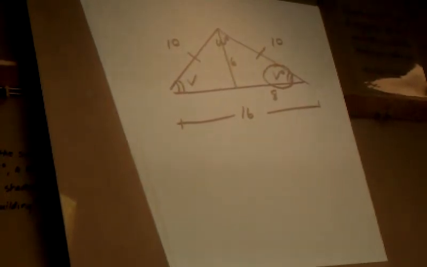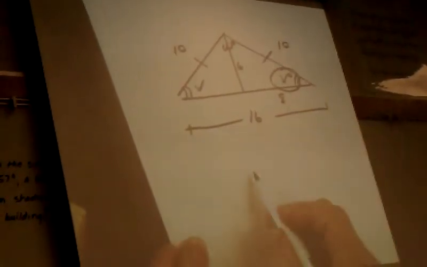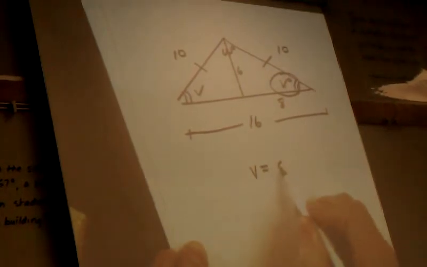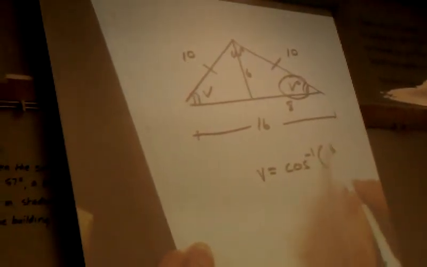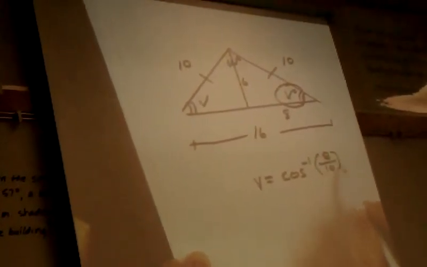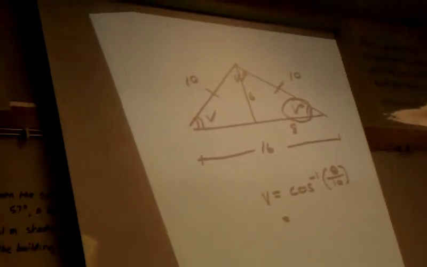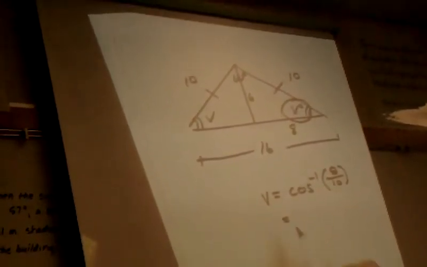Well, for mine, I did cos inverse of 8/10. Okay, so you said V, because the cosine of V is 8/10. You said V is equal to the inverse cosine of 8/10. Okay, and so that should be, to the nearest whole degree, 37 degrees.